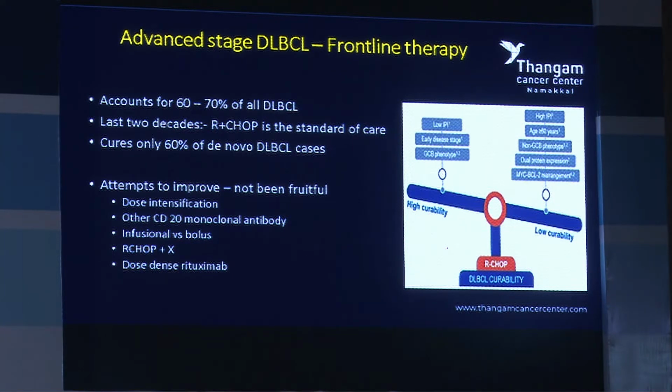Now, attempts have been made to dose intensify and improve the response rates and CR rates. Dose intensification, that is day 14 R-CHOP. Other CD20 monoclonal antibodies like obinutuzumab. Infusional versus bolus, like R-CHOP versus DA-EPOCH-R. R-CHOP plus X, like ibrutinib, lenalidomide, bortezomib, and dose-dense rituximab.